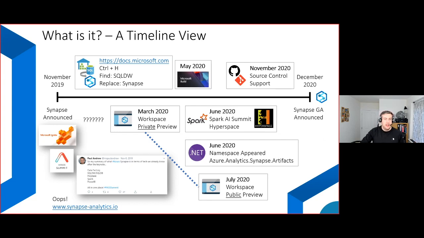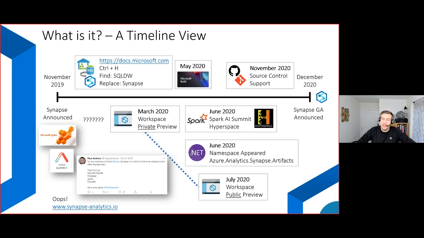But anyway, I'm coming back to this, and I will come back to it. What is Synapse? This is just a timeline view of it, hopefully to try and overcome some of that hype and some of that confusion. But this was my interpretation of it over the past year or so.